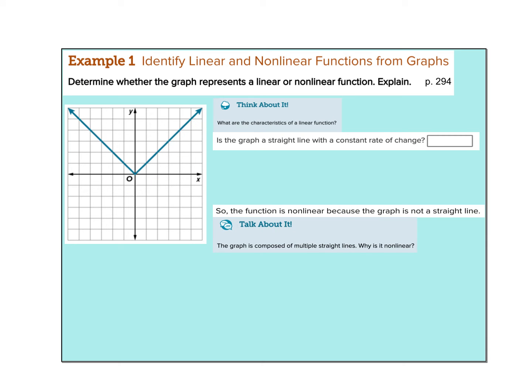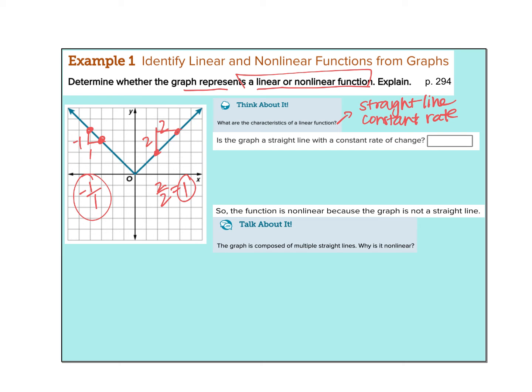So if you flip to page 294, this is not too hard to tell. It says determine whether the graph represents a linear or a nonlinear function, and how do you know? What are some characteristics of a linear function? Remember, it has to be a straight line, and it has to be a constant rate no matter what two points you choose on the graph. If I choose this point and then this point, this one looks like it's down 1 over 1, so my slope is negative 1 over 1. Here, this looks like it's up 2 over 2. 2 over 2 is the same as positive 1. That is not the same constant rate.